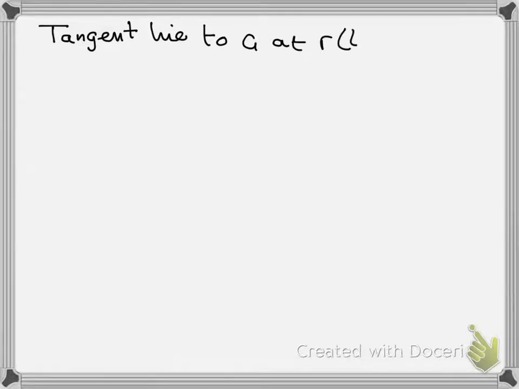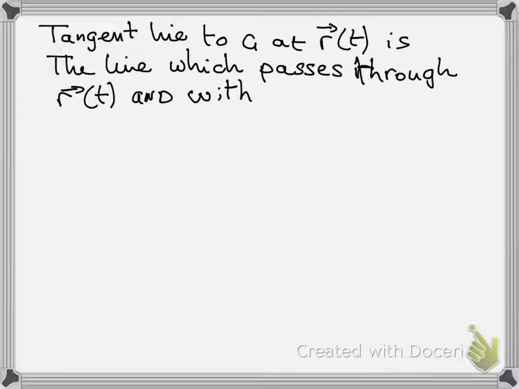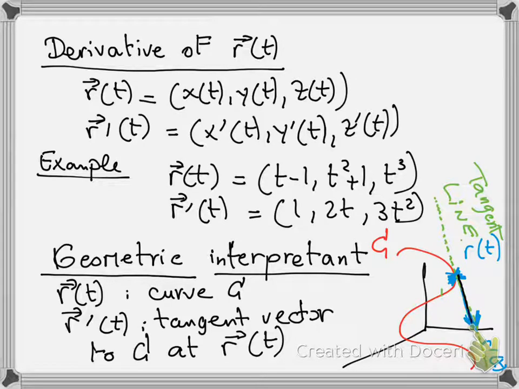So the tangent line to C at r of t is the line which passes through the point r of t, with direction vector r prime of t, right? Because r prime of t is parallel to the tangent line. Here you see, this is my r prime of t, and my r prime of t is parallel to the tangent line, okay?